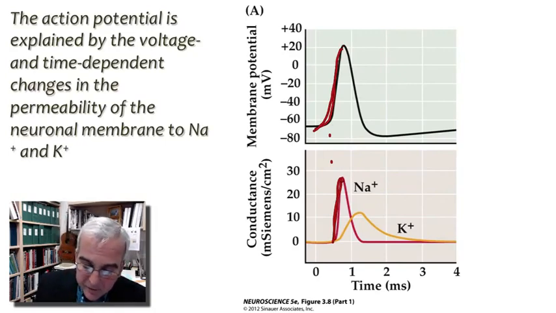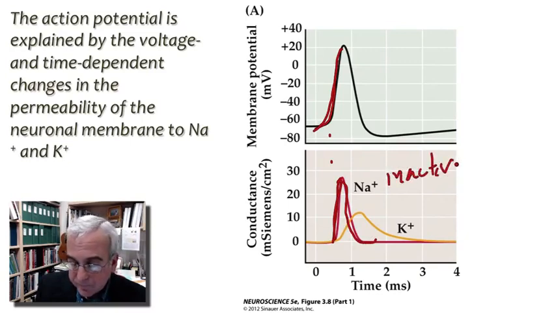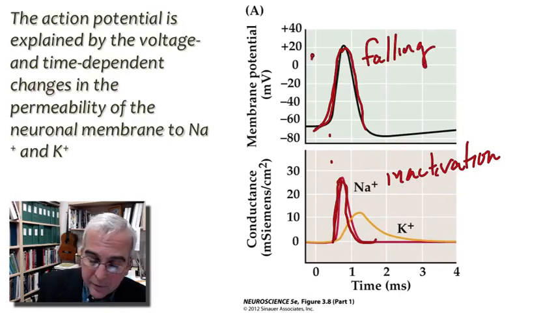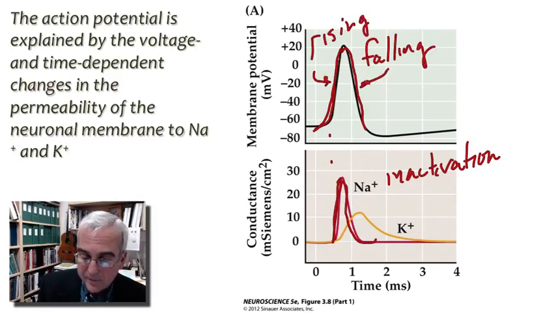But again, let's notice that the increase in sodium conductance is short-lived. Soon thereafter, there's this falling phase, which we call inactivation of the sodium conductance. And in terms of the membrane potential that can be recorded, this is called the falling phase of the action potential. So we had the rising phase on the upslope, and now the falling phase on the downslope.